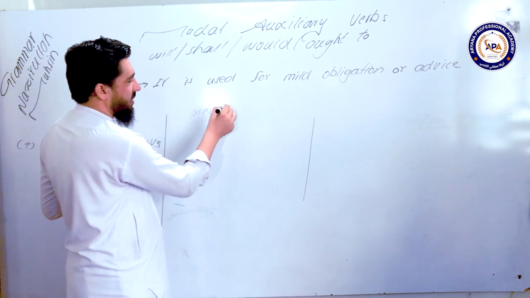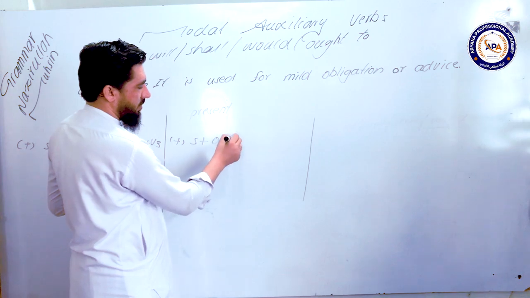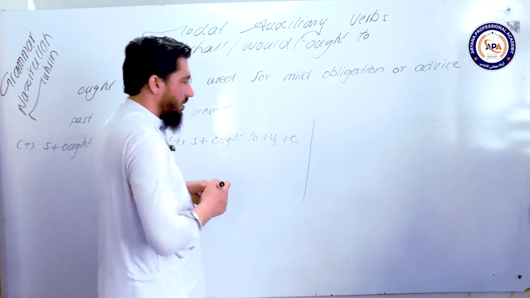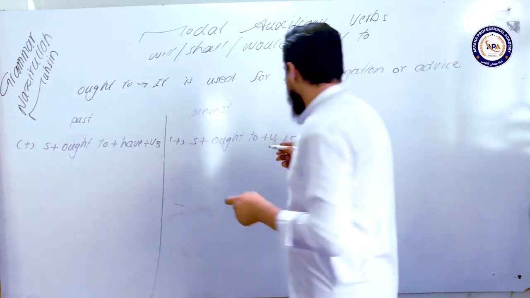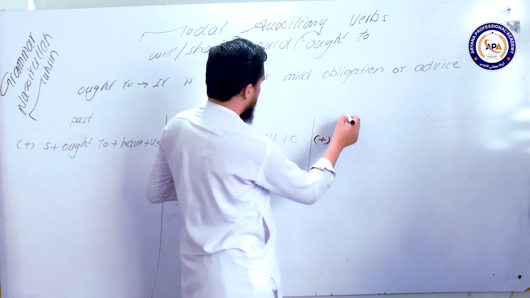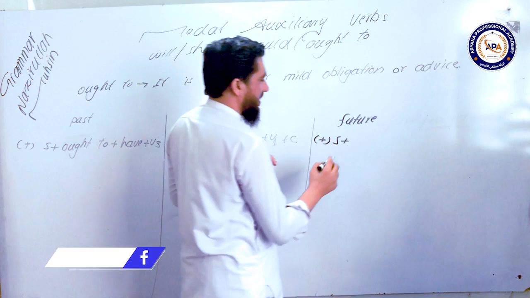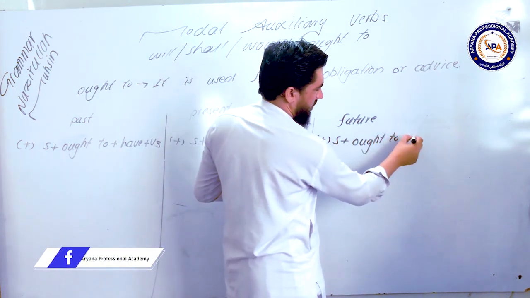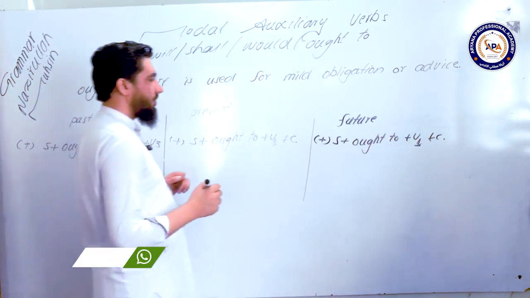When it comes to the present, we use subject, then ought, base form of the verb, then complement. Also in the future, it is used in the same structure as the present: subject plus ought, base form of the verb, and then complement.